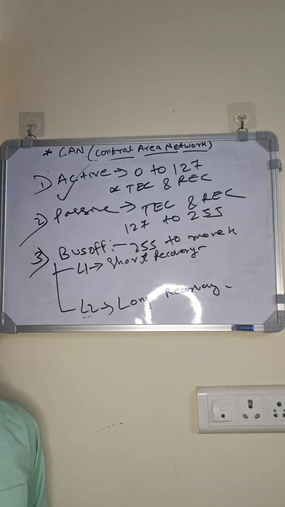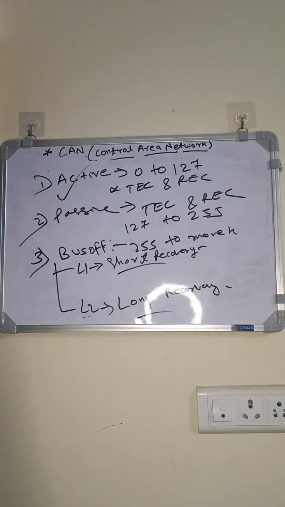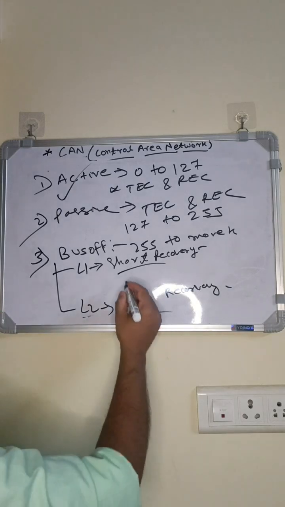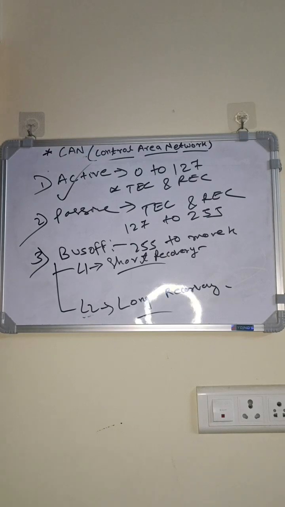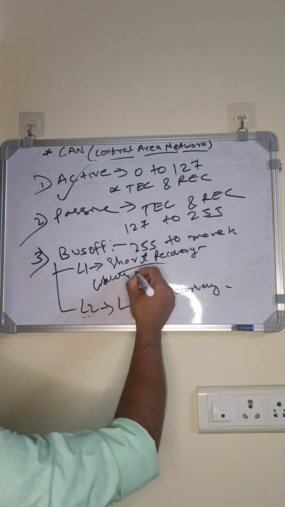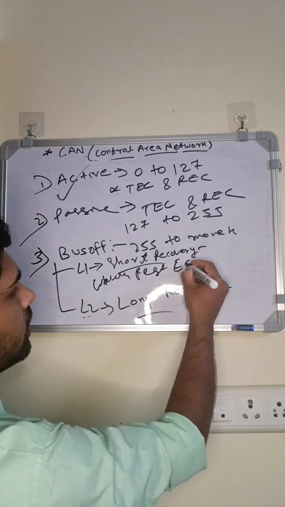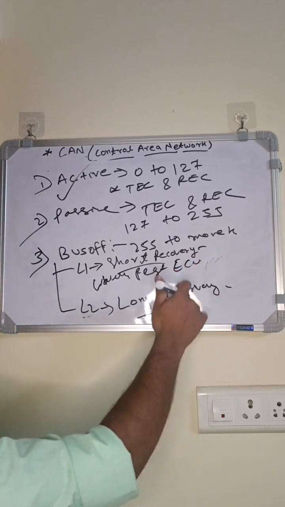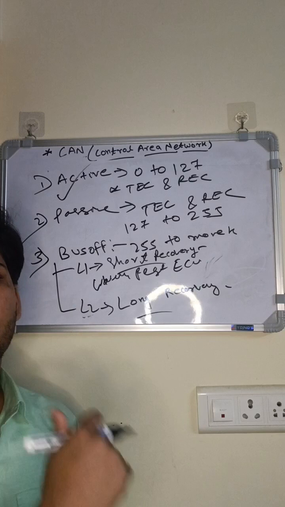Okay, so how will we recover from bus off? So there are two ways to recover, L1 and L2. L1 means short recovery and L2 is long recovery. Okay, in short recovery, what we will do when the transmit error counter is more than 255? Then we will call the watchdog reset. Okay, the watchdog will be called and it will reset the ECU. So basically we will call the watchdog to reset the ECU, that is known as the short recovery.